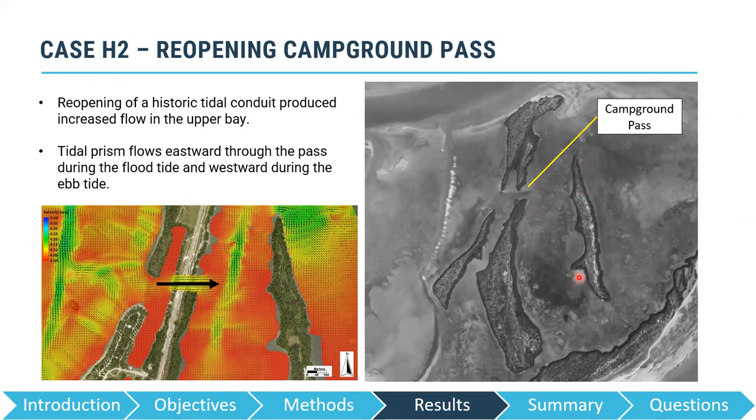And when we did this, we found that a very large percentage of that flood tidal prism is diverted eastward during the flood tide. So this opening is a very efficient way for the water to get across the bay. Water is always going to follow the path of least resistance. And in this case, this opening right here is the path of least resistance.